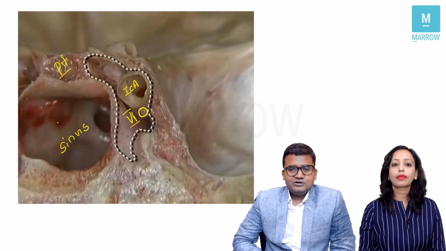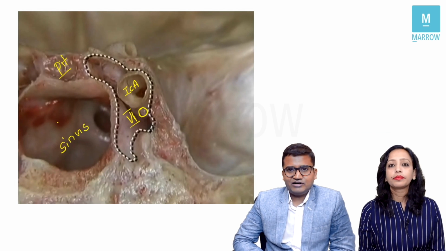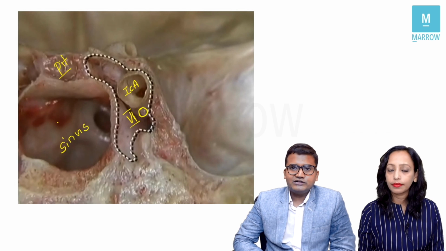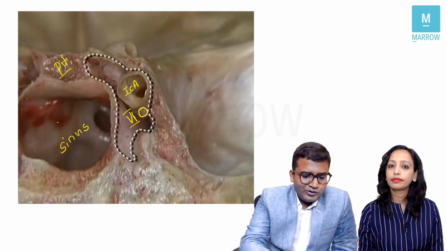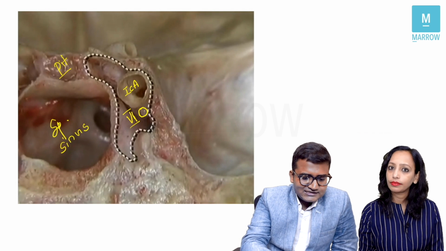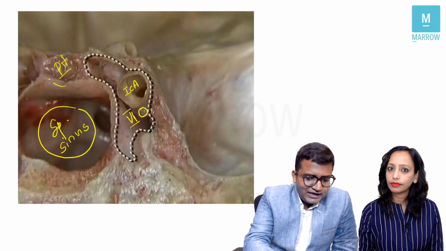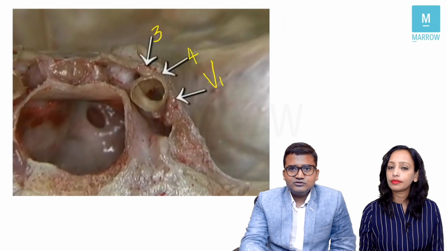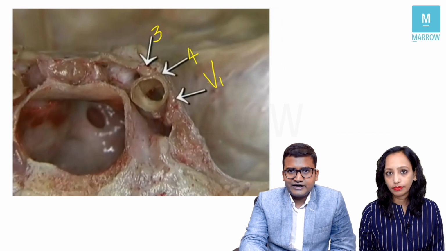So to summarize, please remember the relation of the cavernous sinus. Cavernous sinus is located on either side of the body of sphenoid bone. Now, where is the sphenoidal sinus? The sphenoidal sinus is on the medial side. Pituitary gland, again on the medial side. And what are the structures in the lateral wall? Third nerve, fourth nerve, and the ophthalmic division of the trigeminal.